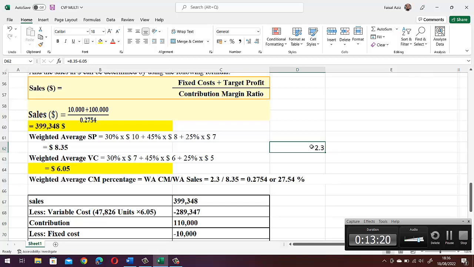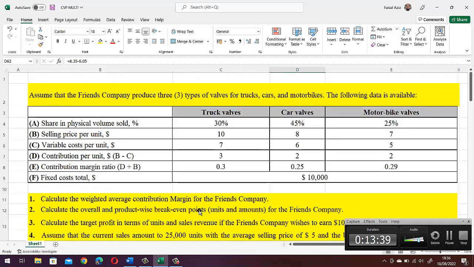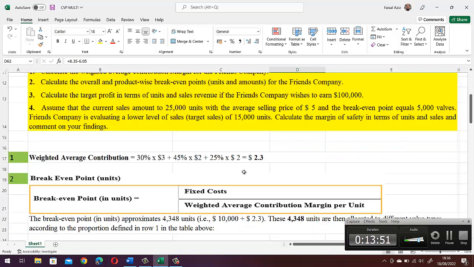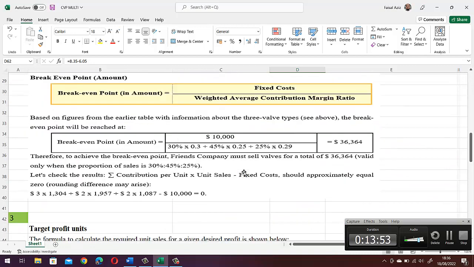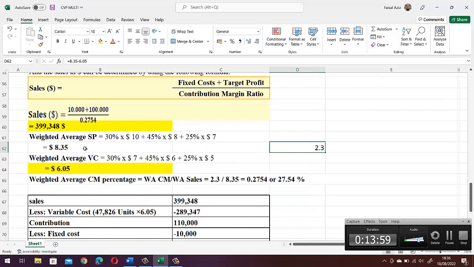Since we need to calculate the target profit revenue, for revenue calculation we need to convert this weighted average contribution into a percentage. So this 2.3, to convert it into a percentage, we saw at the beginning of the question, to convert individual contribution into contribution margin ratio, we simply divide individual contribution by the given selling price. But since we have already calculated the weighted average, we will have to divide it by the weighted average selling price, which is 8.3.